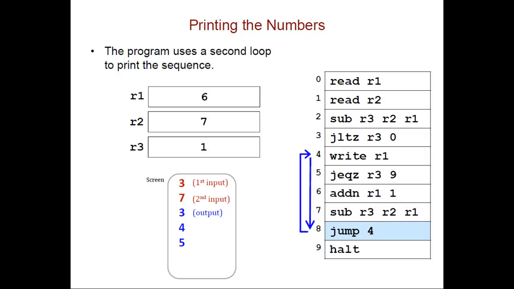And we keep doing this until finally, once R1 becomes 7, R3 becomes 0. We jump back one more time. We write that final value of R1. And now when we check to see if R3 is 0, it is. And so we break out of the loop and jump to line 9 and end the program. And so you can see we've used our loop to print the sequence of numbers from R1 up to and including R2.